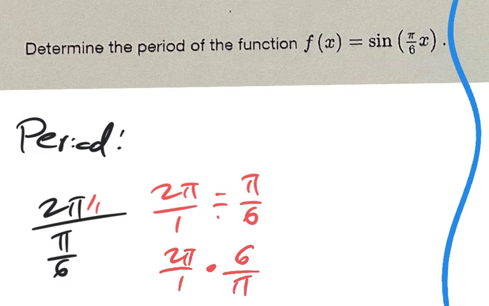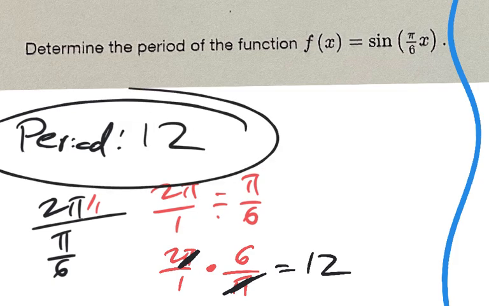Have I explained all this stuff to you guys before? Probably at some point. Fraction divided by fraction: multiply by the reciprocal. Now what happens when I multiply these? Well, I can cross-reduce these. There's a pi on top and bottom. They're gone. 2 times 6 is 12 over 1. So the period is just good old number 12.